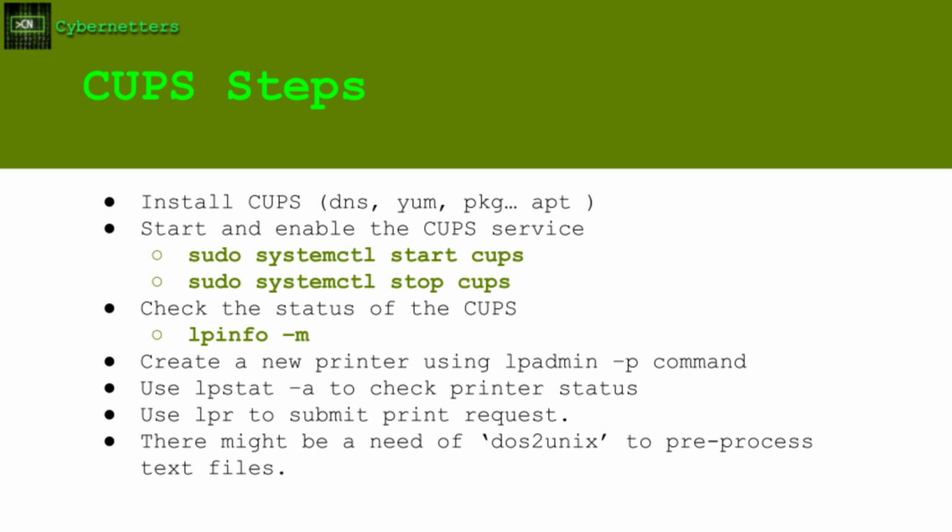And then you check the available printer drivers with lpinfo -m, and then you add a printer using the lpadmin -p command. You then monitor the print status using lpstat -a, and then you submit the jobs using lpr. So if handling text files from Windows, you convert the line endings using dos2unix to prevent formatting issues.